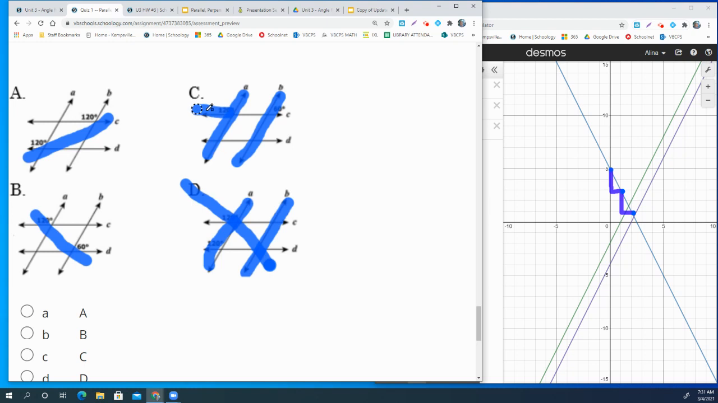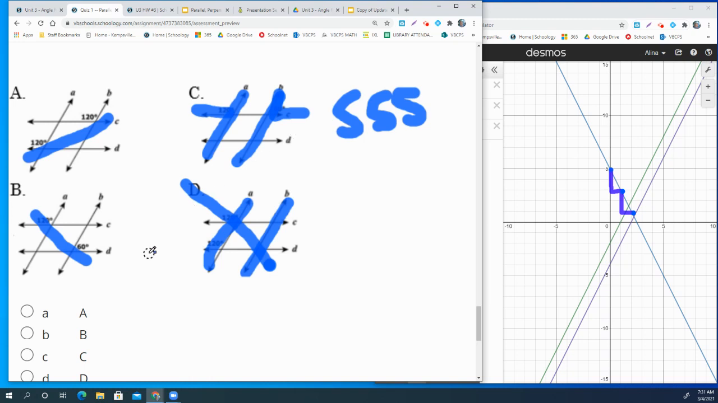I've got this obtuse angle here and this acute angle here. These are same side supplementary. They add up to 180. It's hard to see because I covered it up, but it's 120 and 60. 120 plus 60 is 180. Okay.